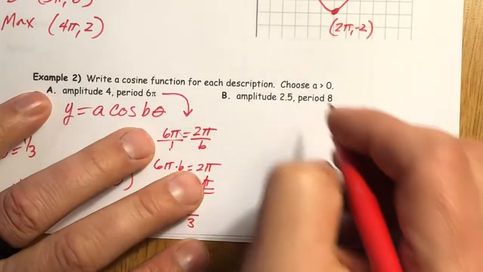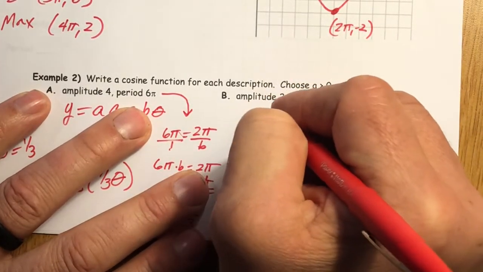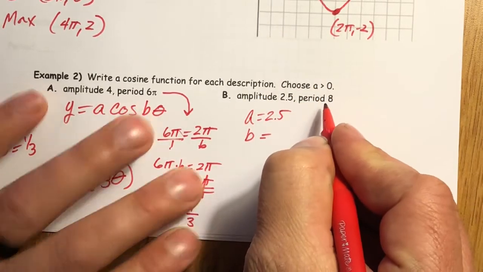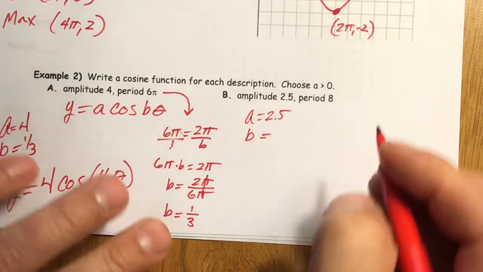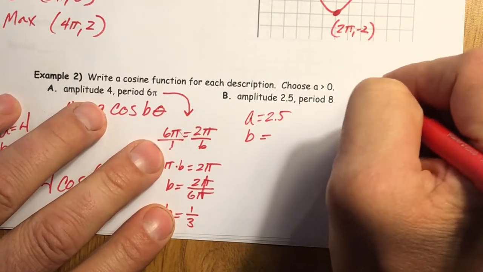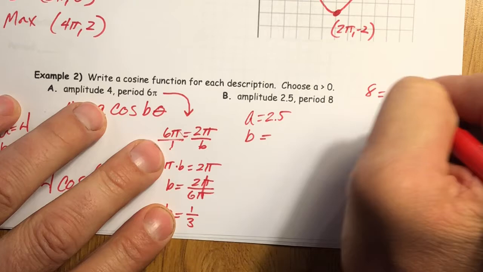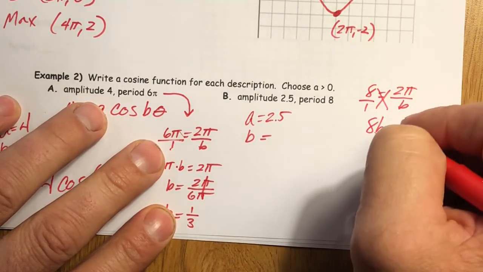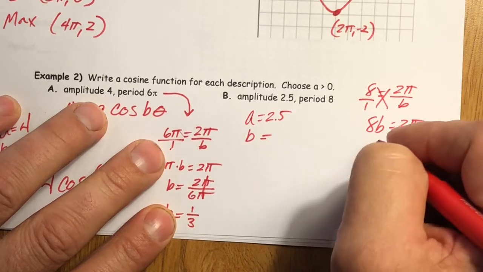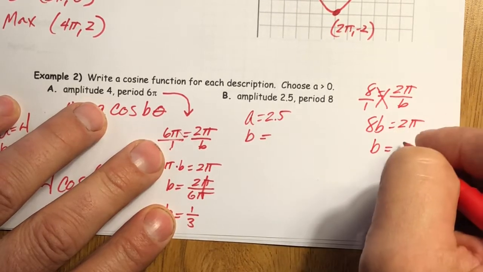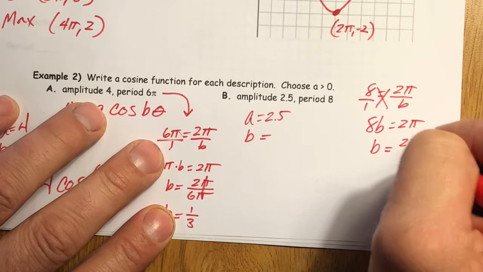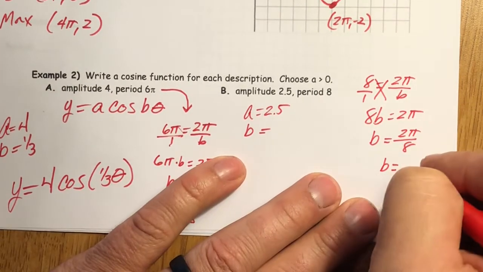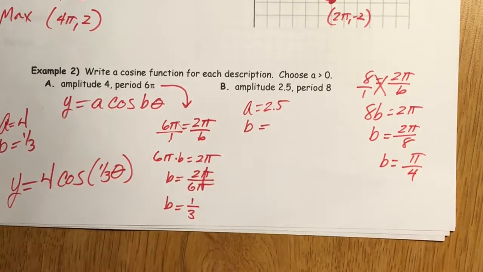All right, here we go, B. My amplitude is 2.5. Once again, they don't give me the B value, but they give me the period. So I got 8 is equal to 2 pi over b. Remember, just cross multiply: 8b equals 2 pi. So b equals 2 pi over 8, so b is going to be pi over 4.